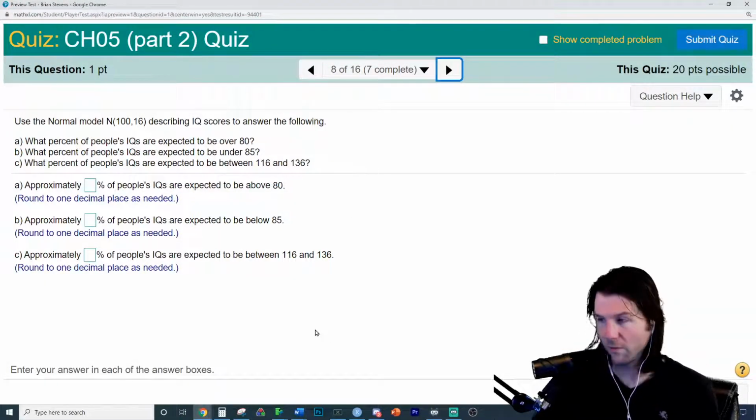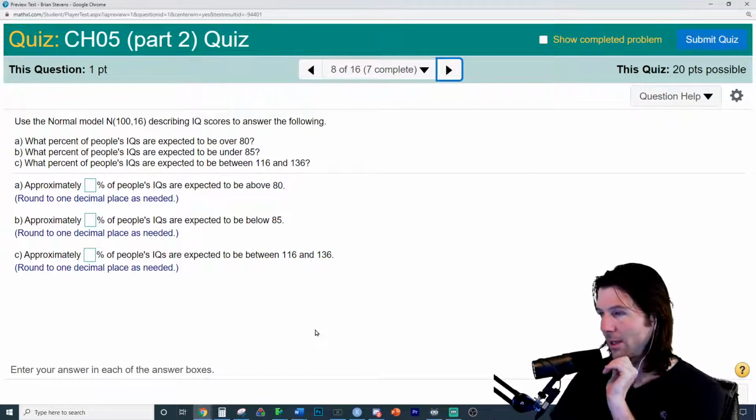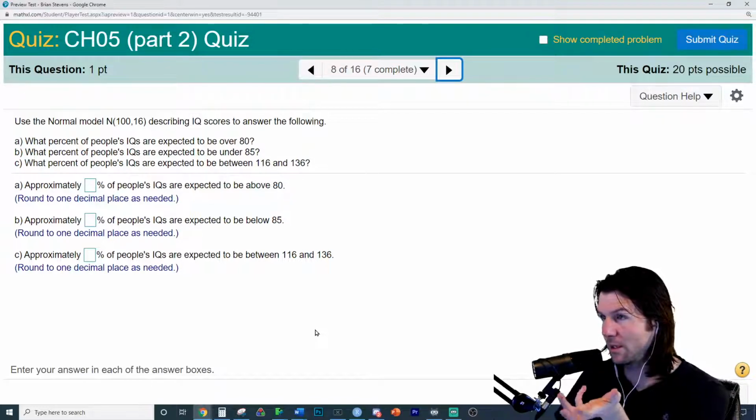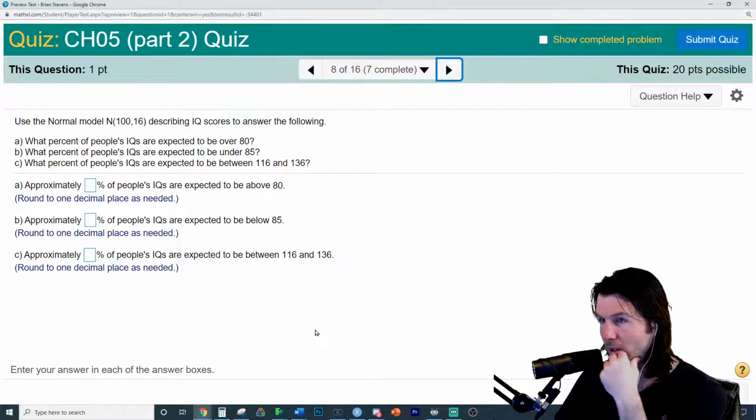Very similar questions right here. If you notice, a lot of it is using the applet and understanding how to use it. So if you understand how to use the applet, life gets pretty easy on these questions.